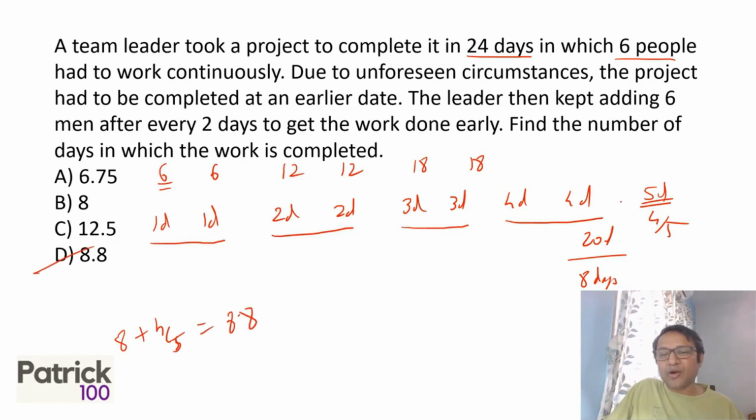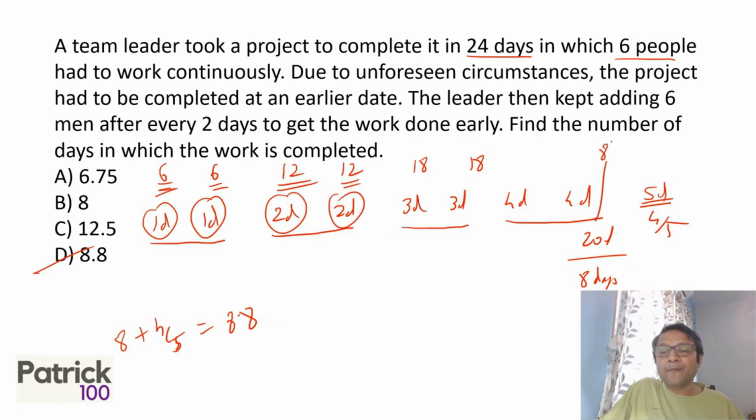You can also make out slightly more than 8 days. The only option is 8.8. I repeat this again. First day only 6 people work, which is 1 day of work. Second day, 6 people work, 1 day of work. Next 12 people work. So 2 days of work, 2 days of work. If you keep on adding, you will see that by the 8th day, they complete 20 days of work.